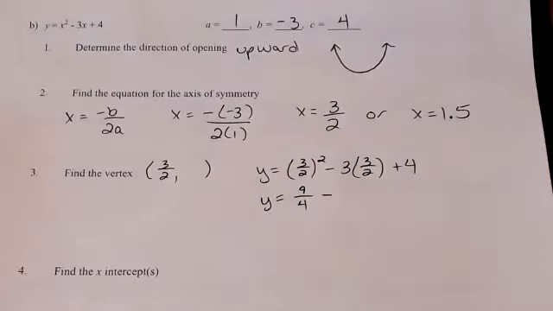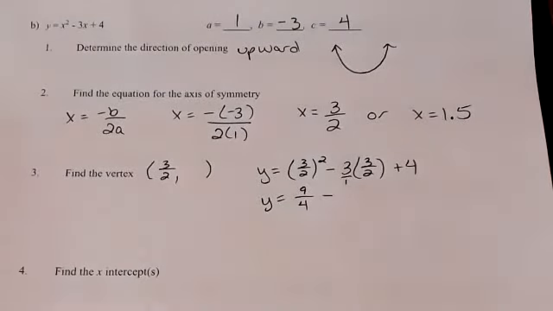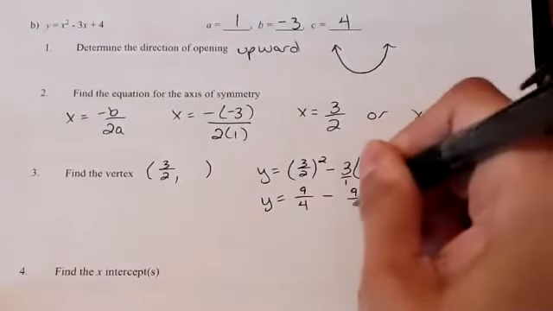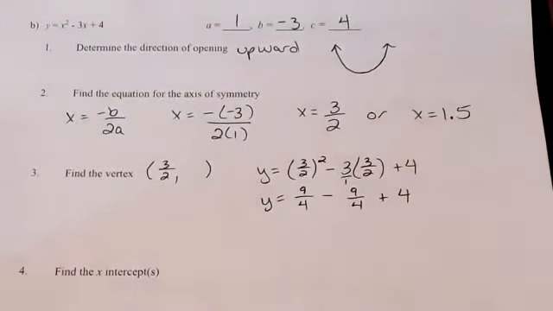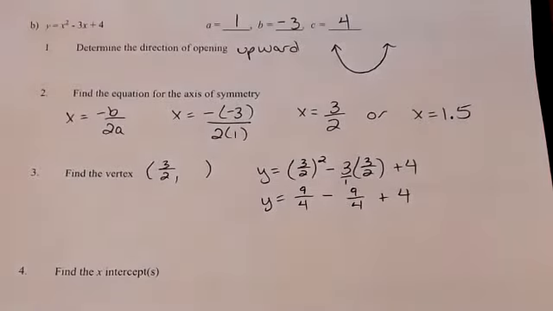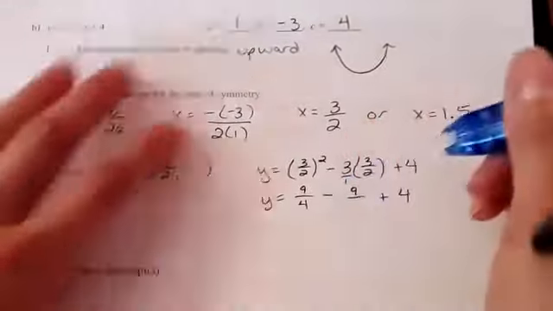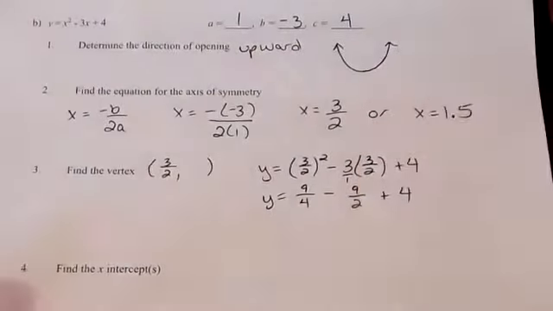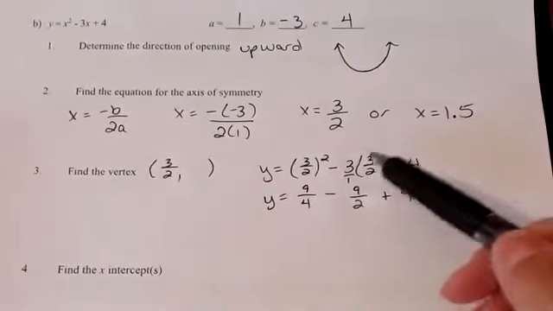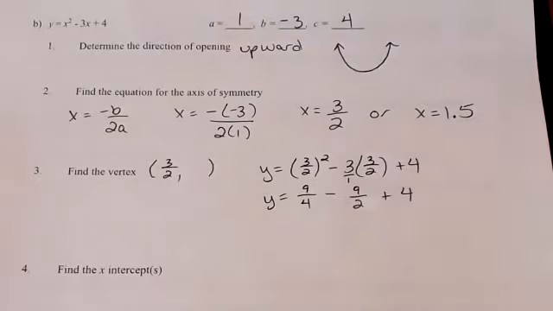Minus, we know how to multiply fractions. 3 times 3 over 2 is the same as 3 over 1 times 3 over 2, which means 9 over 2. Oh my God, I wrote 4. Give me 1 second. Don't make this mistake. Thank you. 9 over 2. See, I caught myself. So we have 3 times 3 is 9, 1 times 2 is 2. So 9 over 4 minus 9 over 2 plus 4.